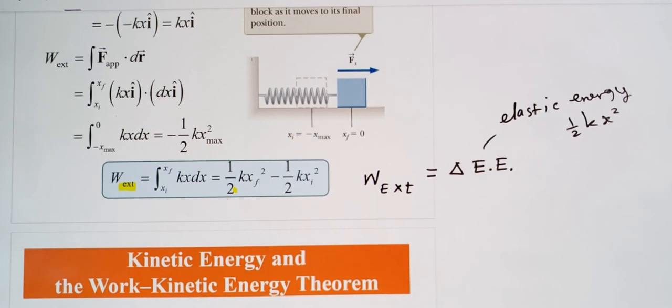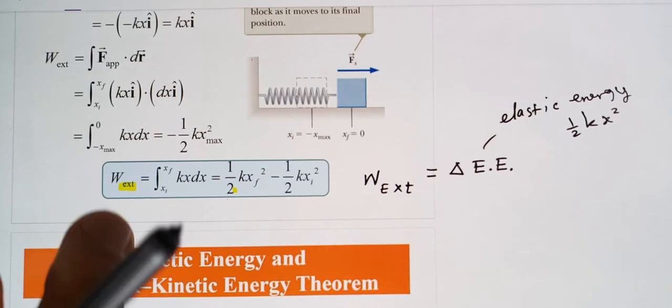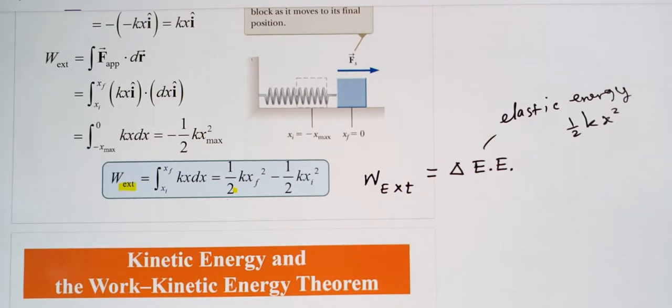One by one, God willing, Mohammad. Is X final always 0? No. X final could be any value. You have a spring, there is no limitation, except that you break your spring. That's it. But in principle, final displacement and initial displacement have no limit.